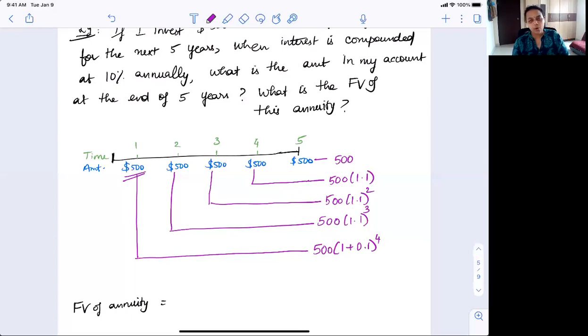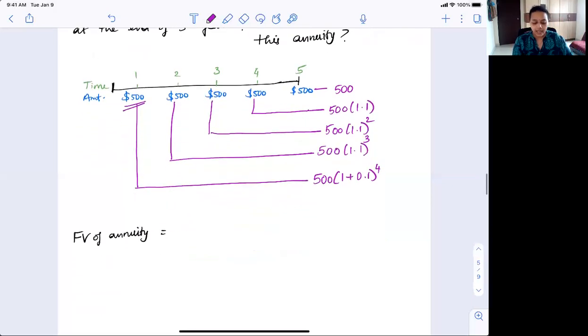So if I sum up all of these numbers, that is going to give me the answer for the total amount in my account at the end of the 5-year time period. So let me add this up.